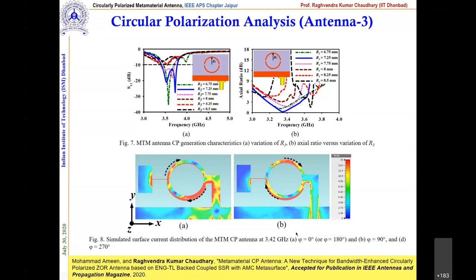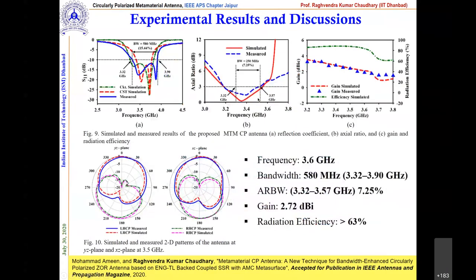So we tried to prove how the things are happening, why the things are happening, and how we can validate these things also. Now, finally, we performed the experiment and we got very good results, and a very good agreement too. Between 3.32 and 3.90 gigahertz, we got around 15.44% bandwidth, and the axial ratio bandwidth is around 7.25%. This is quite good and could be used in many applications, like many space applications too. Then we looked at the gain also, and found that the radiation is quite acceptable because the back splitting is there, so there is improvement.